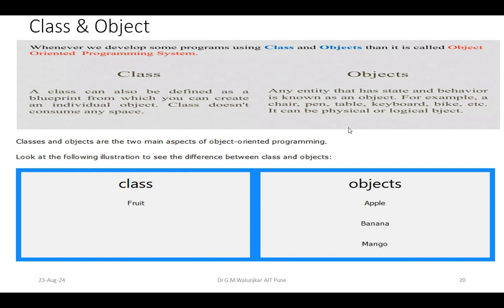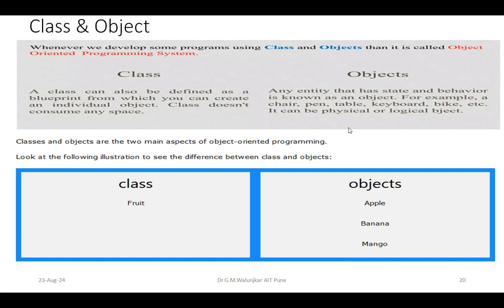When we are talking about class and the object, a class can be defined as a blueprint from which you can create an individual object. Class doesn't consume any space. The building block of object-oriented programming languages is nothing but a class. It is a user-defined data type which holds its own data members and member functions or member methods, which can be accessed and used by creating an instance of that particular class. So you can say class is like a blueprint for an object.